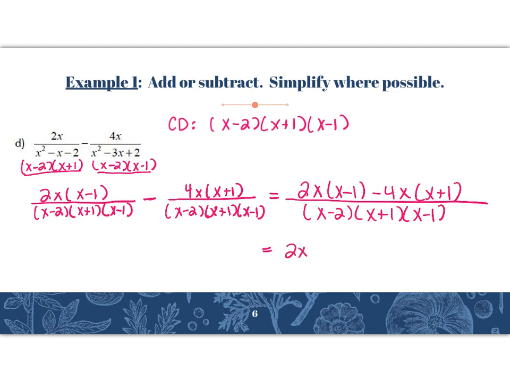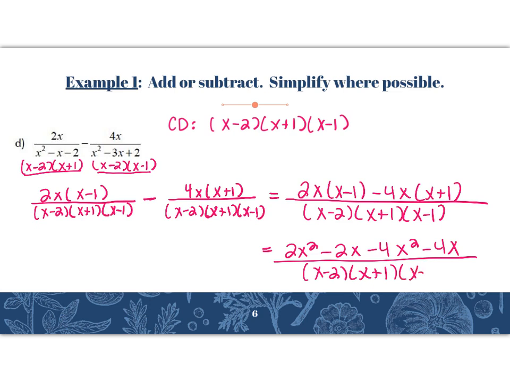2x times x is 2x squared. 2x times minus 1 is minus 2x. And then minus 4x times x is minus 4x squared. And minus 4x times plus 1 is minus 4x. This is all over x minus 2, x plus 1, x minus 1.